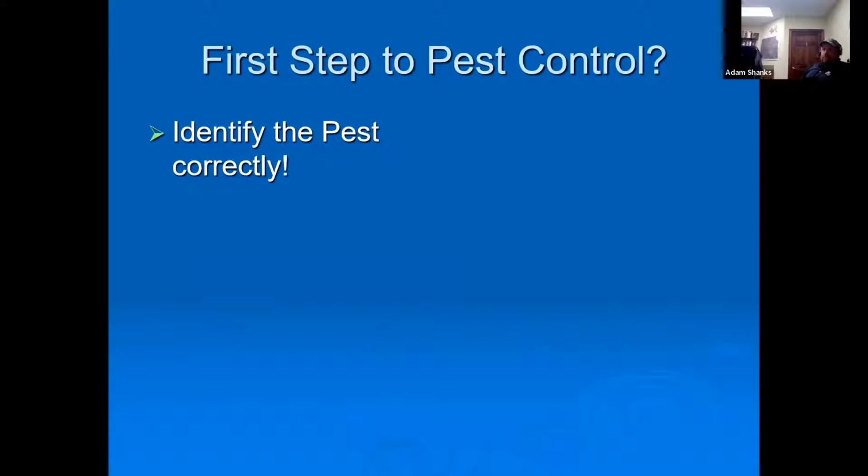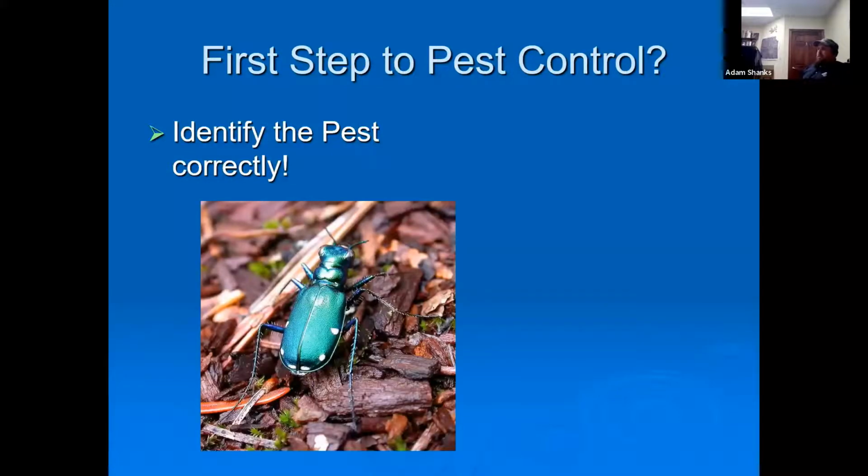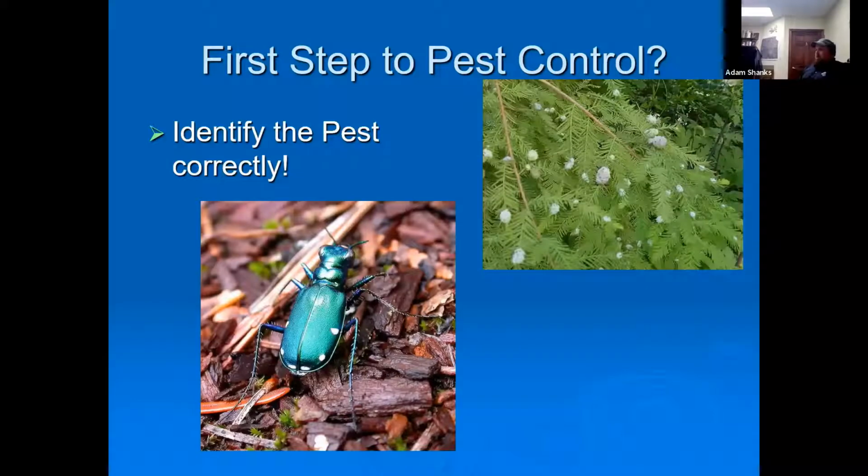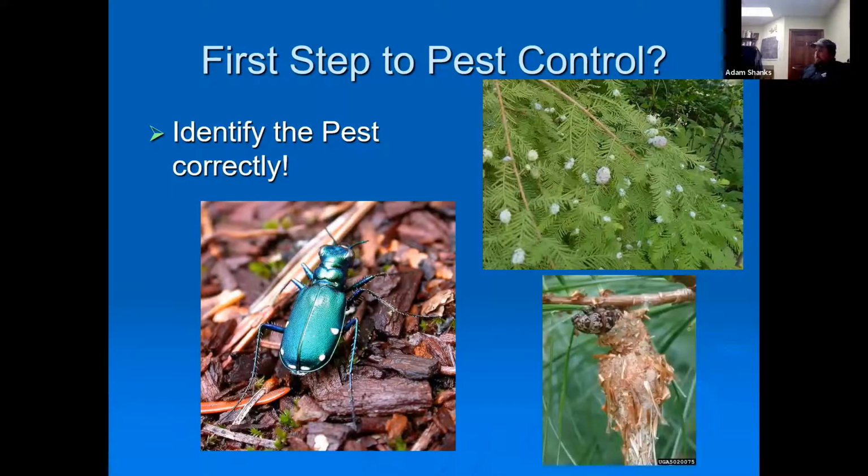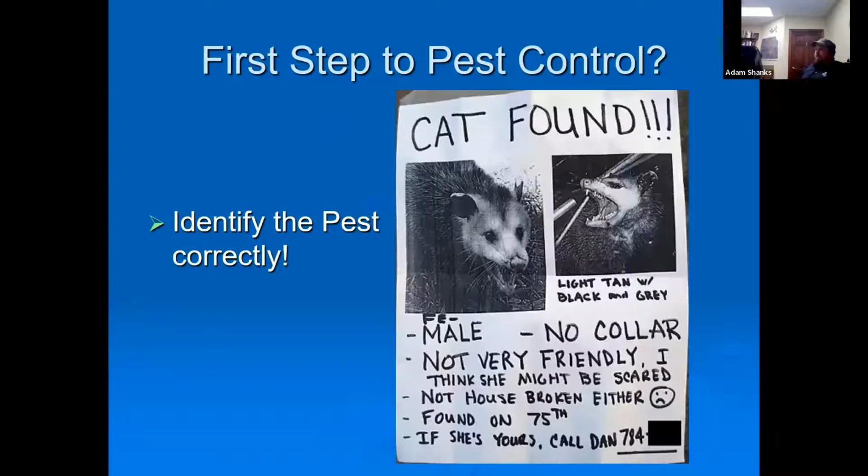So the very first step in pest control is you got to identify the pest correctly. You don't know what to treat with if you haven't properly identified the insect, the fungus, the weed, whatever it is that you're trying to eradicate. You have to identify it first to properly find the right product to use. So obviously, if you misidentify what you're trying to treat, you can have some real problems, as in this cat that they found.